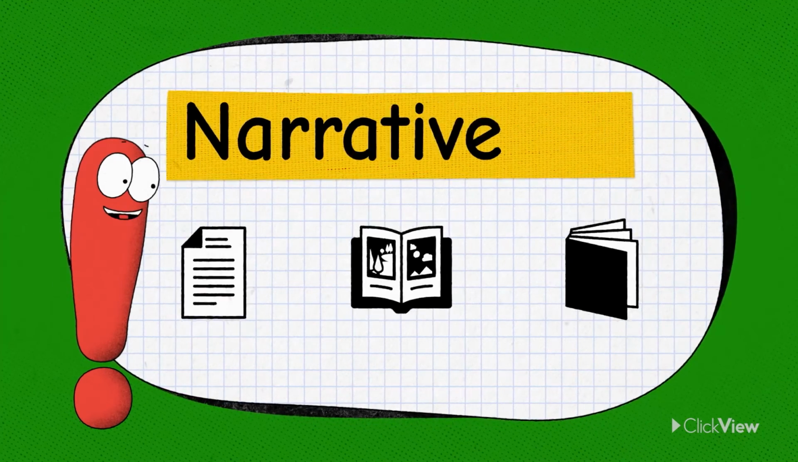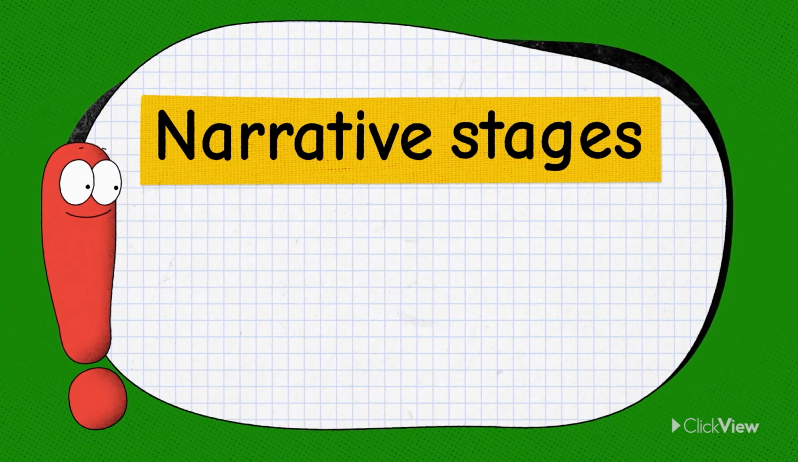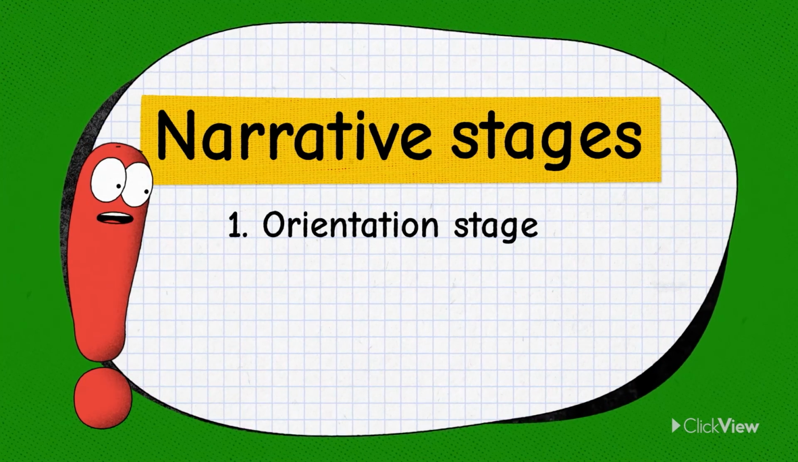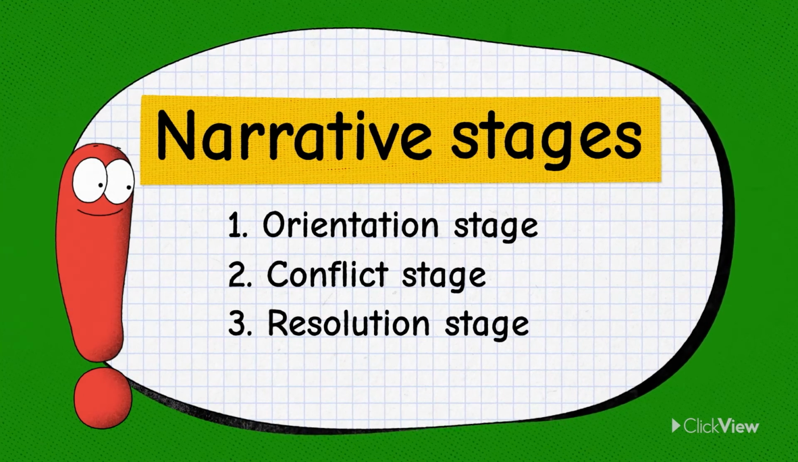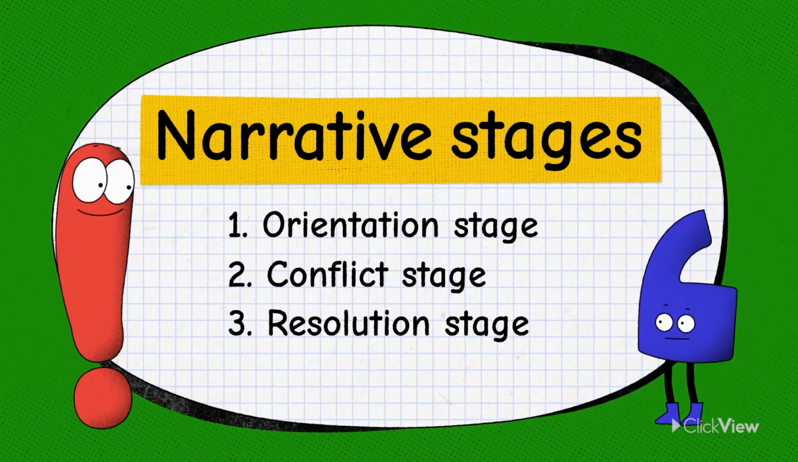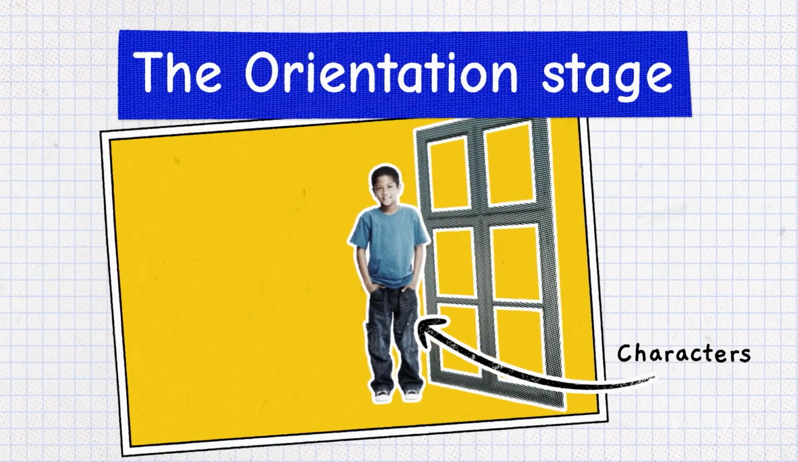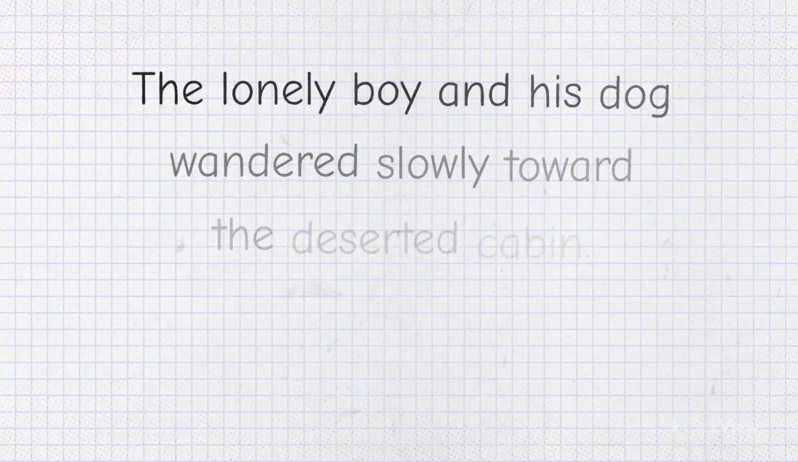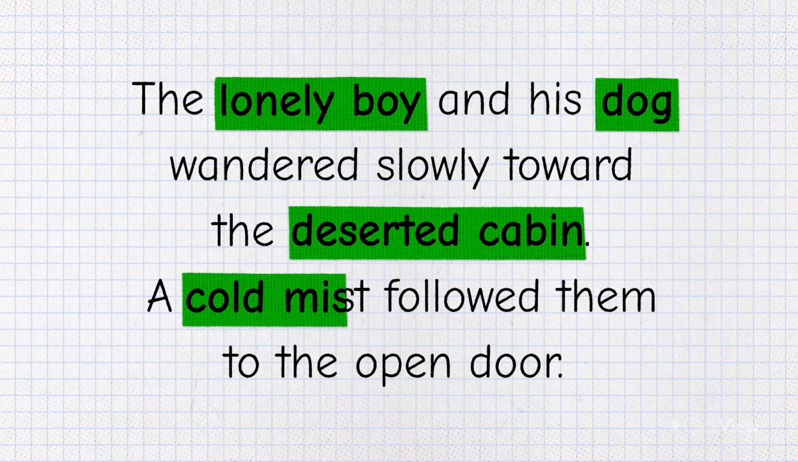Yes, just like all the other text types, narratives have stages or parts to include. For narratives, there are 3 stages: the orientation stage, the conflict stage, and the resolution stage. Can you take me through those parts? I'm not sure what some of the words mean. The orientation stage is when the main characters, settings, that's places, and things are introduced. Orientation means the writer is giving the reader a sense of who and what is going to be featured in the text.